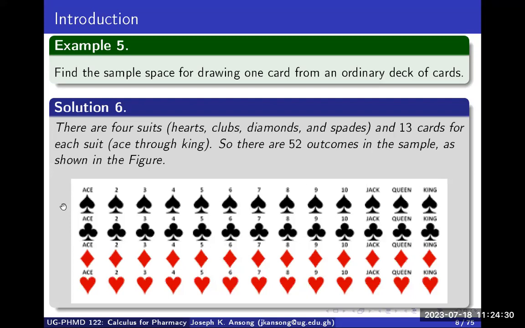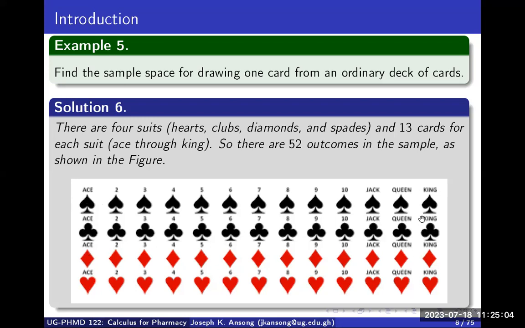The other classical one that you will see is when you draw a card from an ordinary deck. Okay, so by ordinary deck, we mean a deck where you have 4 suits: hearts, clubs, diamonds, and spades. All right, so these are our diamonds. We have the clubs, these are the spades, sorry, clubs, diamonds, and hearts. All right, so there are 4 suits, and then each of these have 13 cards.